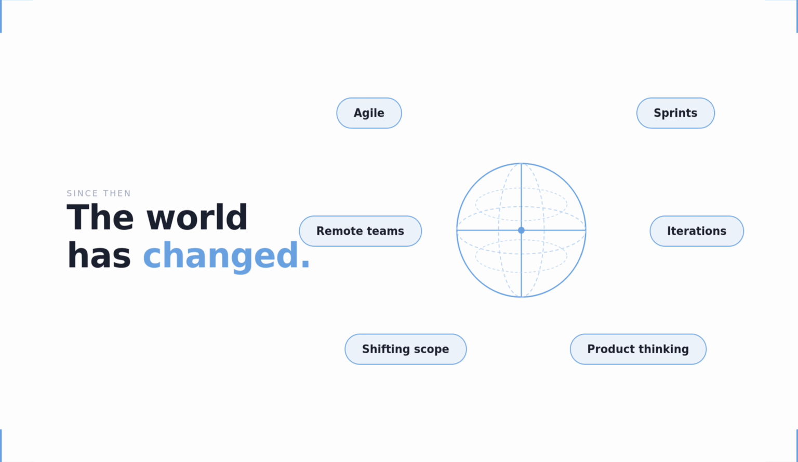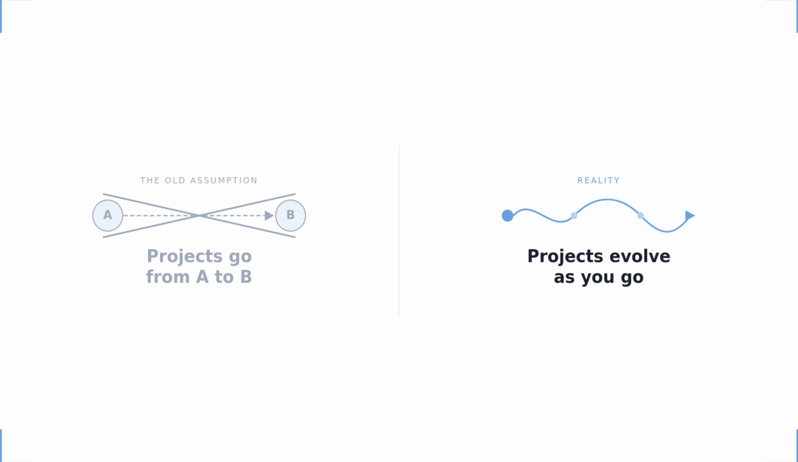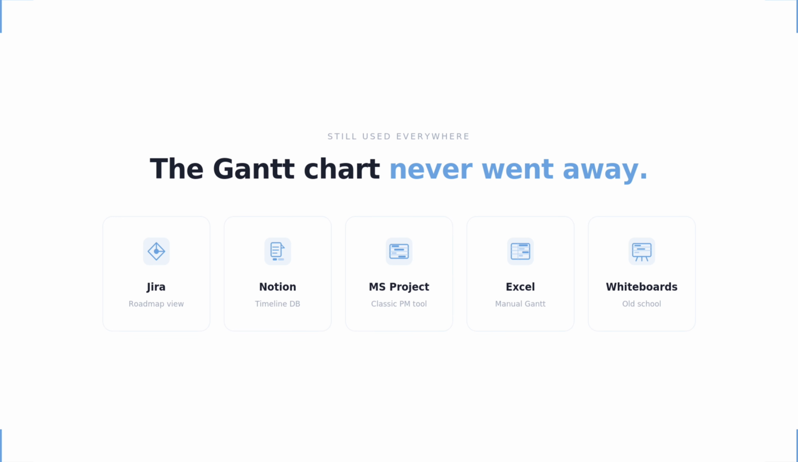The world has changed. We now have product teams, sprints, constantly shifting requirements, and the Agile Manifesto. Projects have become living things. They evolve as you go. They don't just travel on rails from point A to point B. And yet, the Gantt chart never went away.